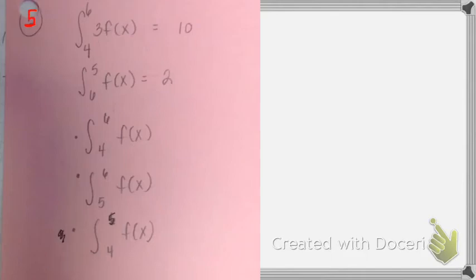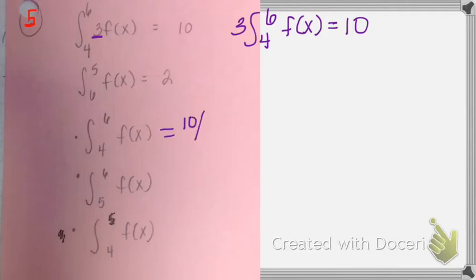So this one doesn't have a picture, and it doesn't tell you anything about even or odd. But what I know is that the integral from 4 to 6 of 3 times f of x is 10. And I know that the integral from 6 to 5 of f of x is 2. So the first question is for me to figure out what the integral from 4 to 6 of f of x is. Well, the thing that is true about integrals is if you multiply by a number, you can take the number out of the integral. And then you can divide it, so I know that this is going to be 10/3.